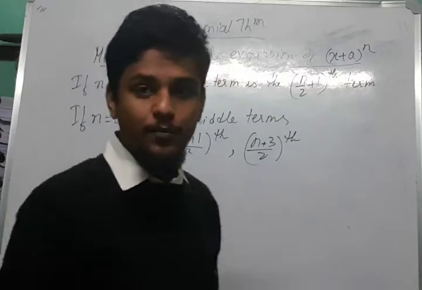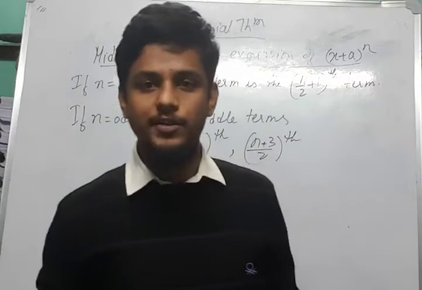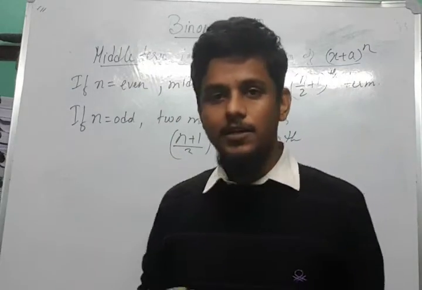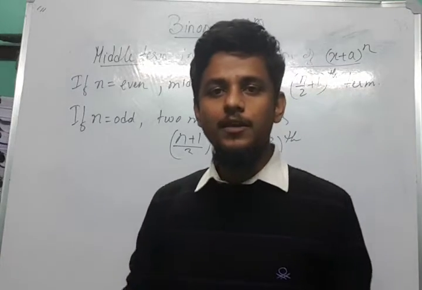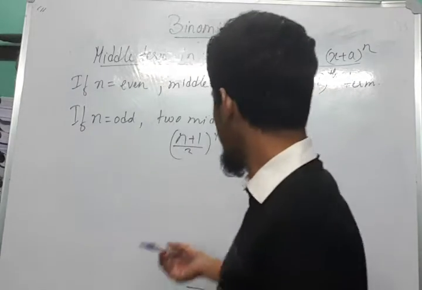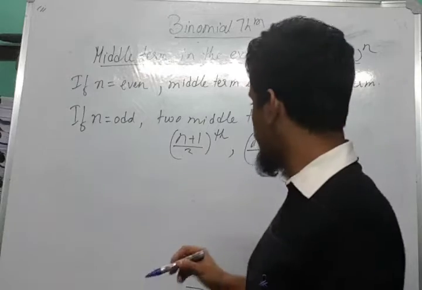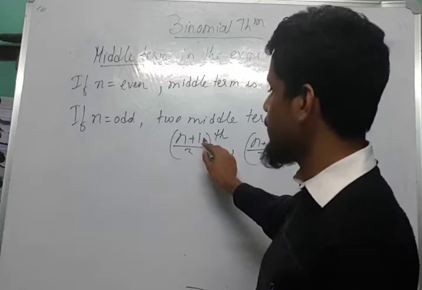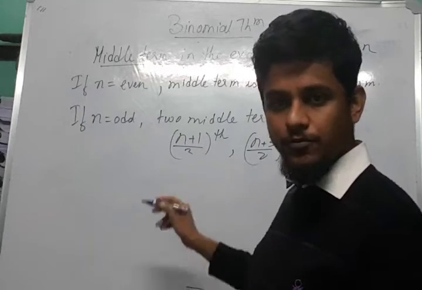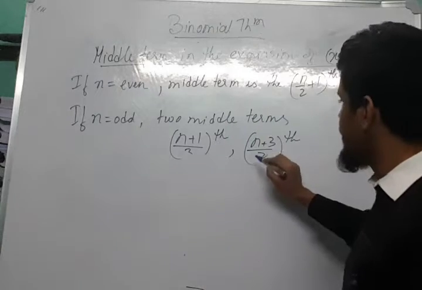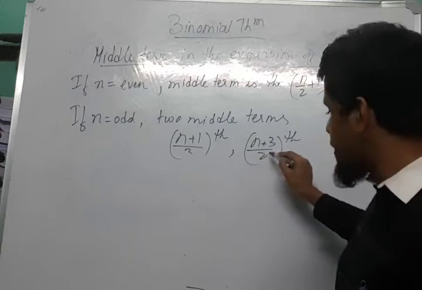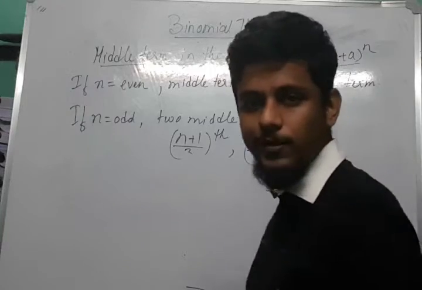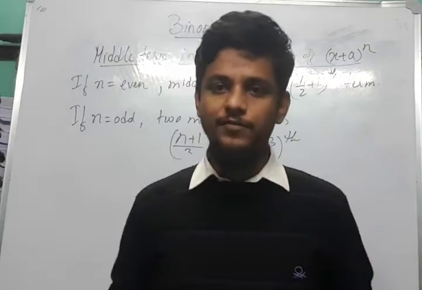Suppose, as I took the example, (1 + x)^3. Here n is equal to 3. So we are getting the second term and the third term as the middle terms. So let's check it out. If we put n equal to 3 over here, we have 3 + 1, that will be 4, 4/2 will be equal to 2. So one of them is correct. And then if we put 3 again over here, 3 + 3 will be 6, and 6 divided by 2 will be equal to 3. So that is verified over here.